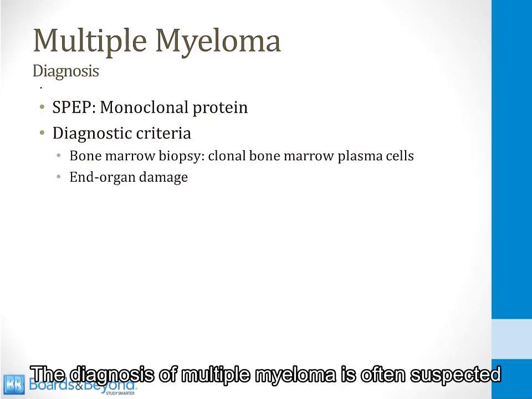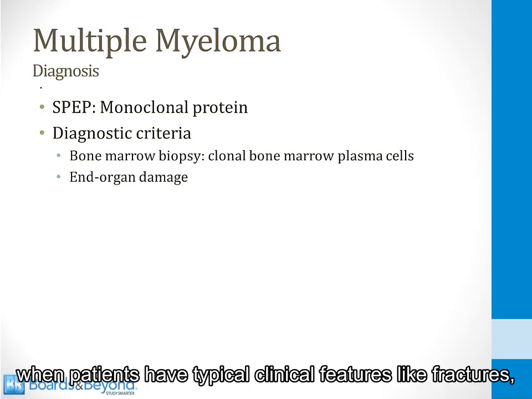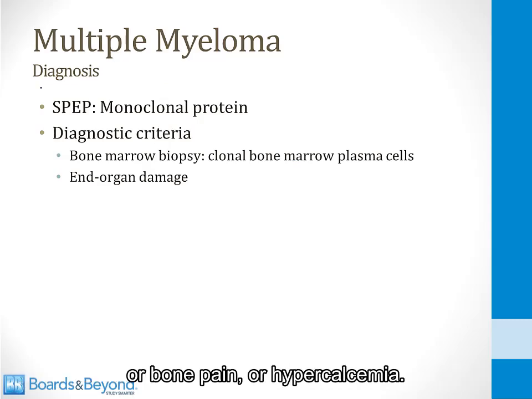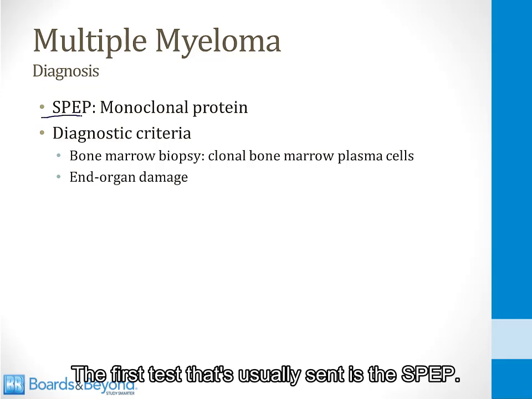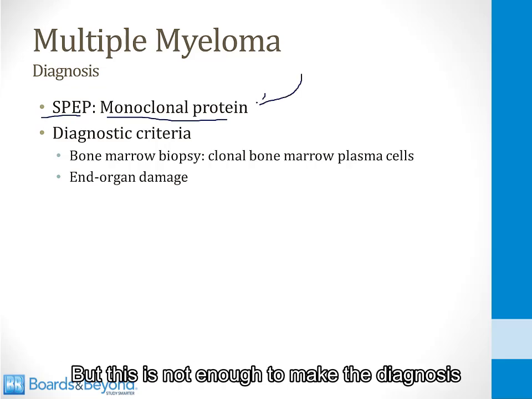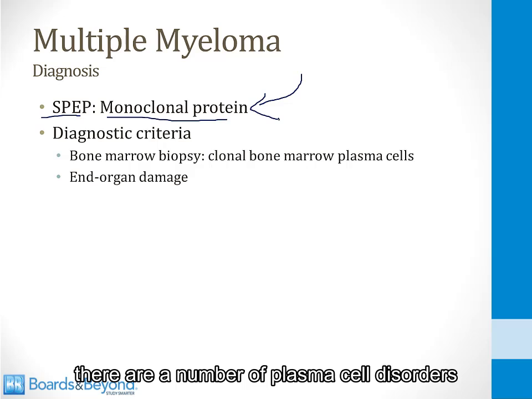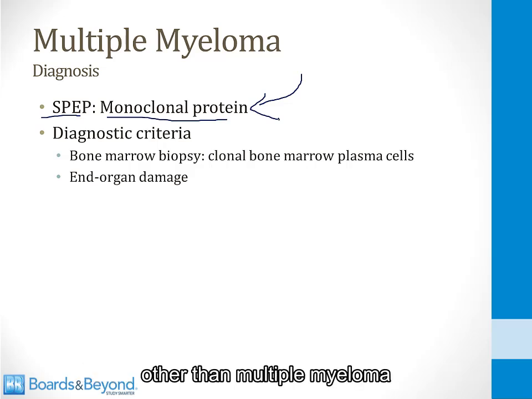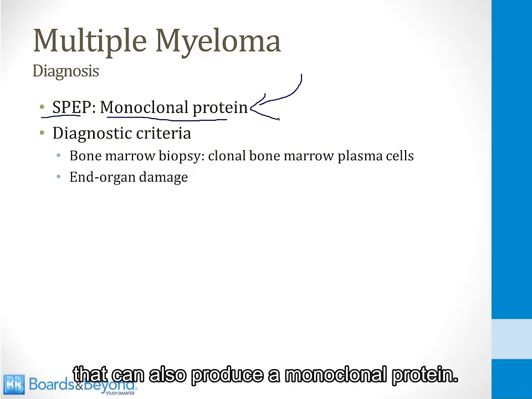The diagnosis of multiple myeloma is often suspected when patients have typical clinical features like fractures or bone pain or hypercalcemia. The first test that's usually sent is the SPEP. It'll show the presence of a monoclonal protein. But this is not enough to make the diagnosis because, as we will see, there are a number of plasma cell disorders other than multiple myeloma that can also produce a monoclonal protein.